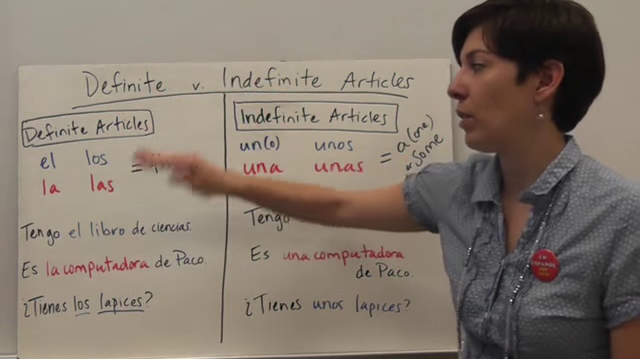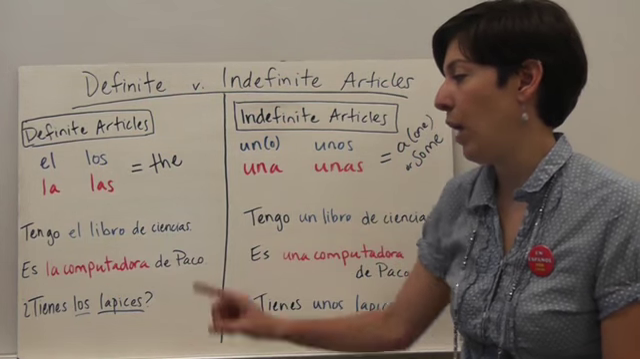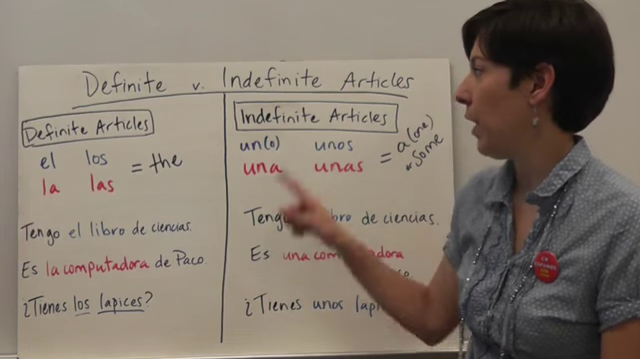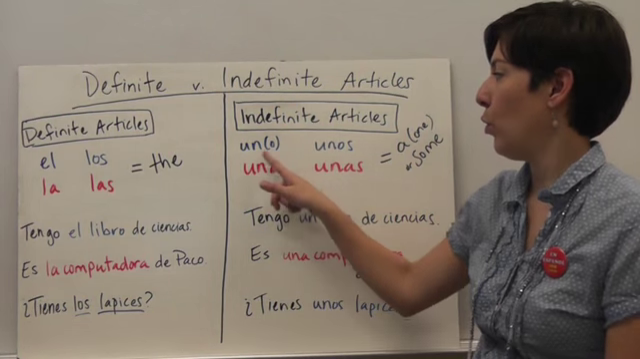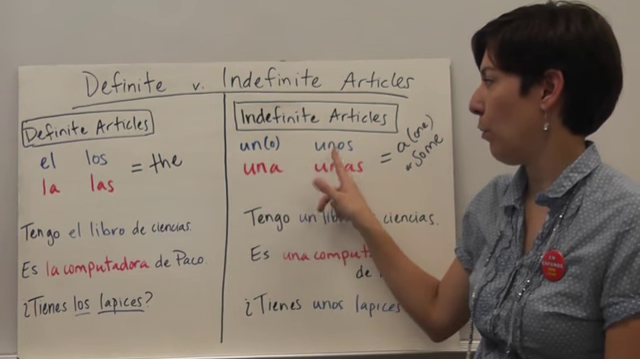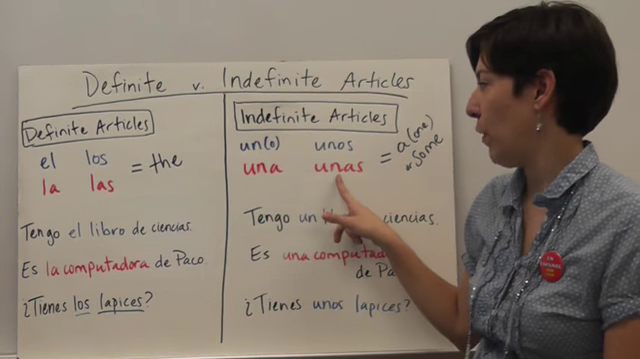These are the definite articles. I definitely know which one I am referring to. The book for third period, Paco's computer, the pencils for the SAT, okay? Indefinite articles: un, unos, una, unas. Masculine singular, masculine plural. Feminine singular, feminine plural.